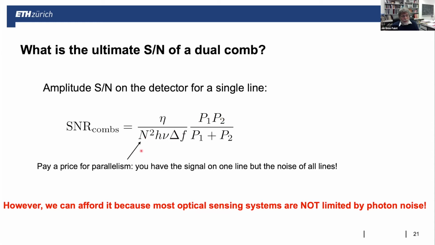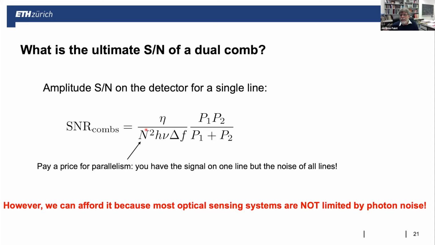Now, what is important, of course, is that you pay a price for having 100 lines: the signal to noise, if you want, detrimentally goes like 1 over N squared, in that case the variance, where N is the number of lines that you have in your cascade laser. The reason for that is because you have only one line that you're interested in, but of course the detector sees the photocurrent from all possible lines at the same time. But the beautiful thing is that you can afford to have this parallelism. And the reason you can afford it is that most of the optical sensing systems are not limited by photon noise.